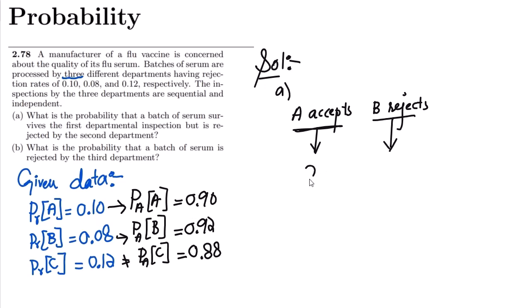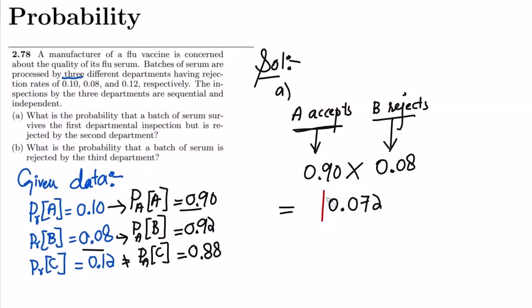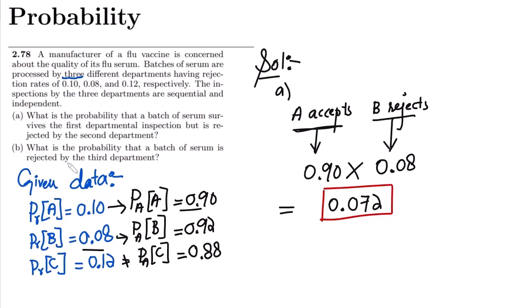So let me write the acceptance probability of A, that is 0.90, and the rejection probability of B is 0.08, which are given here. Let me multiply them, and that would be 0.072. Okay, so that is basically the solution of part A.